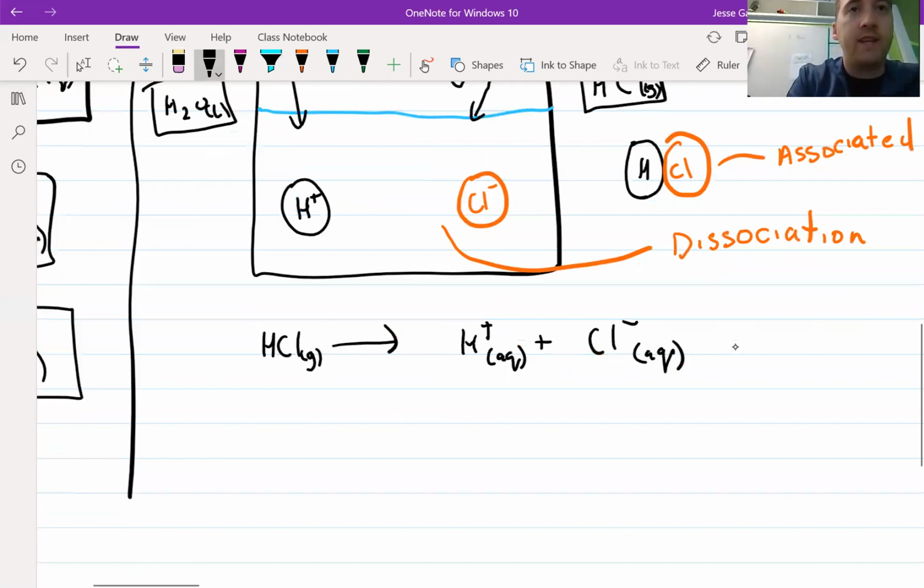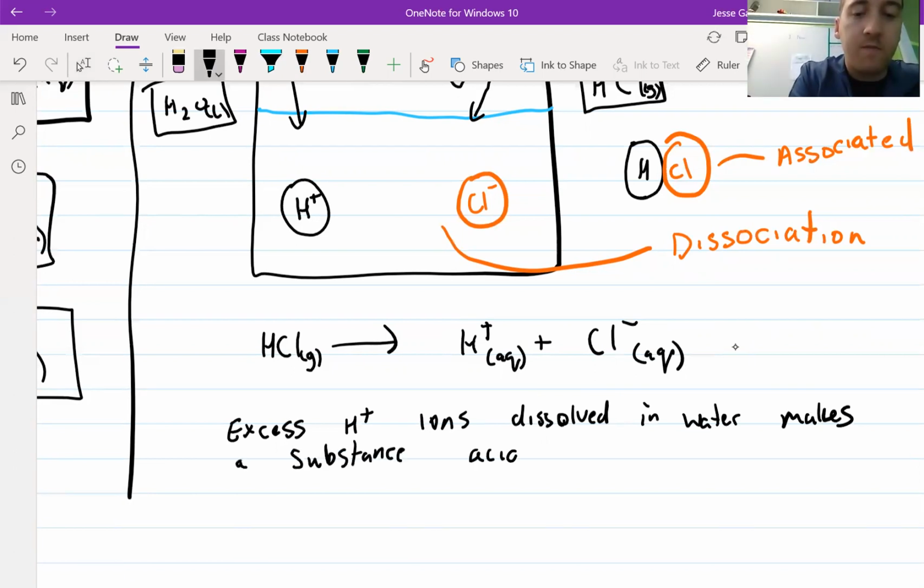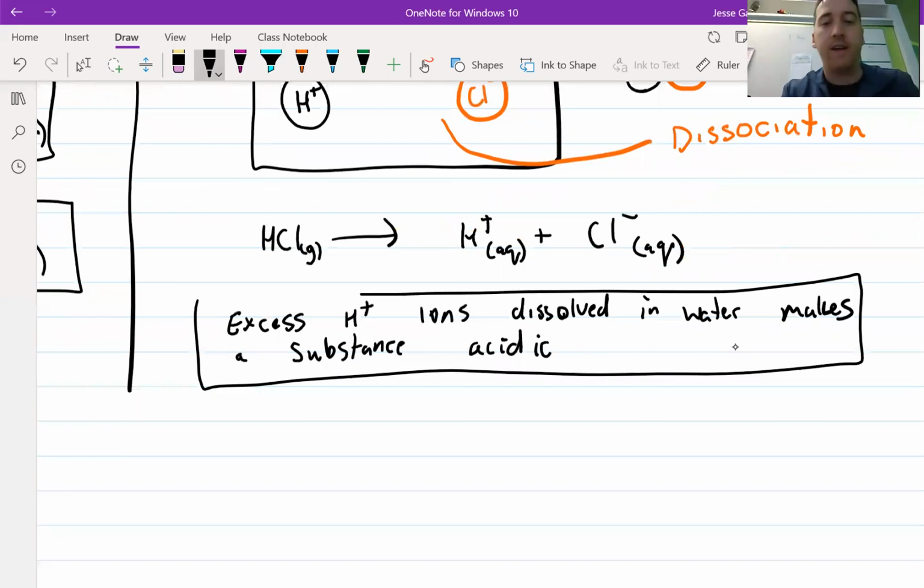Now, why is it that these are acids then? Well, it is these excess H plus ions, when they're dissolved in water, that makes a substance acidic. Okay, so these excess H plus ions dissolved in water is what makes a substance acidic.